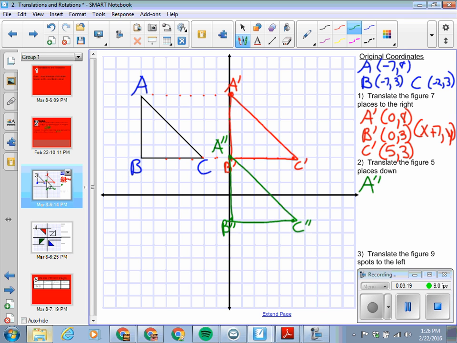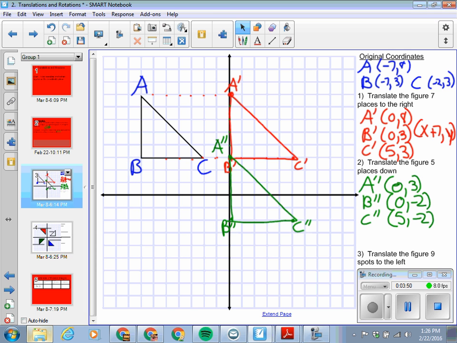So A double prime, B double prime, and C double prime. So move it down 5. So we're still at 0 for the x coordinate, but our y is 3. And then our B double prime coordinate, x is still 0, but y is now -2. And our C double prime is still 5. Down 5 gets us to -2. So we're moving up and down here. That affects the y coordinate. Going down is subtraction or negative. Hence why we took away 5 from each of our y's.